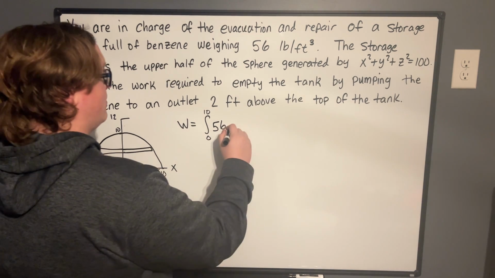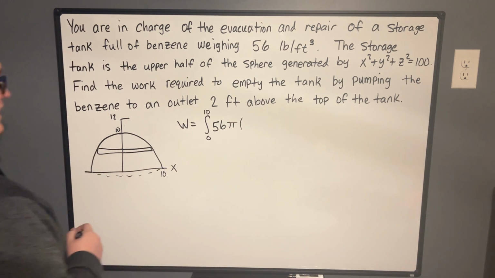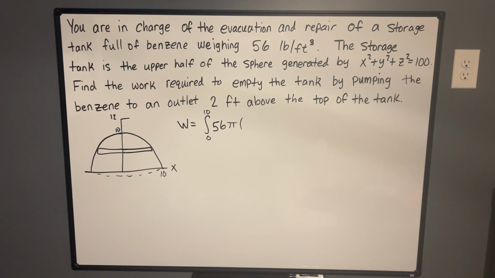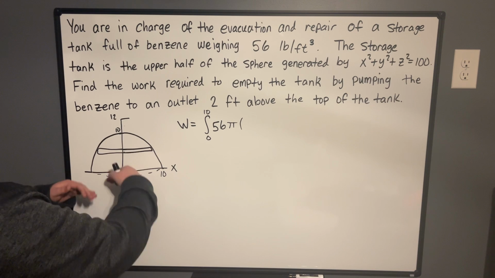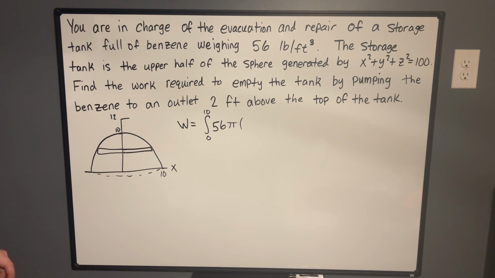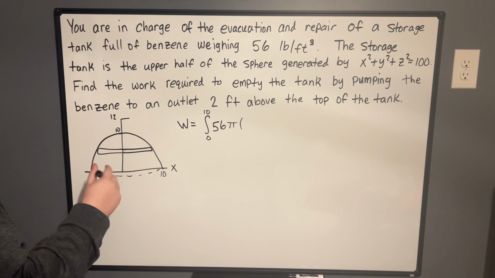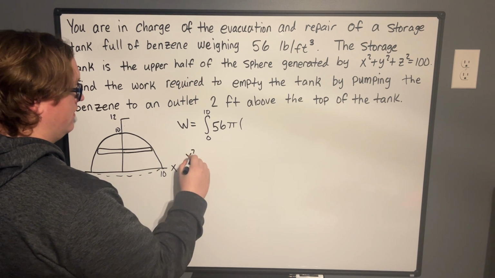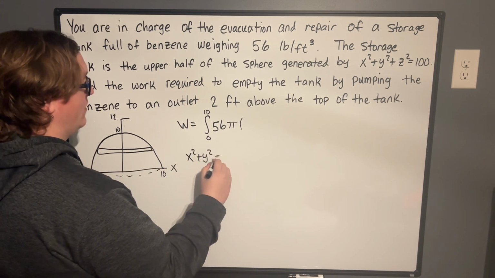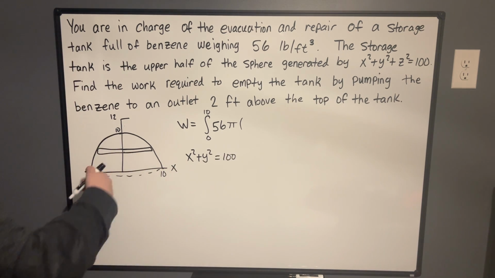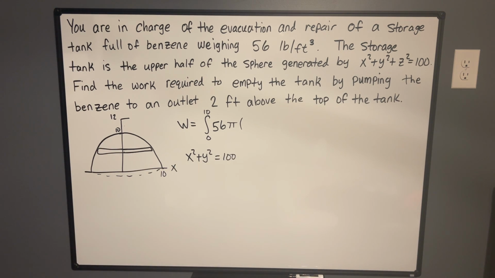So we know we need pi, but what is the radius? Okay, well, the radius is going to actually depend on how high up we are on the y-axis. So again, we're going to treat z like it's 0 right now, but we know that x squared plus y squared now is going to equal 100, just because we're looking at this 2D representation of it.